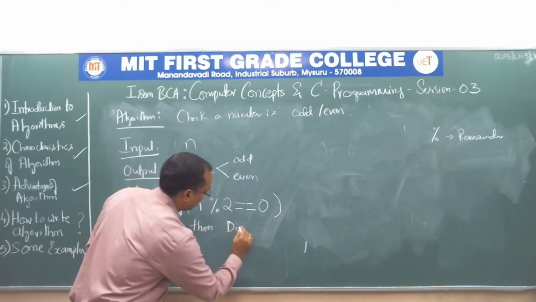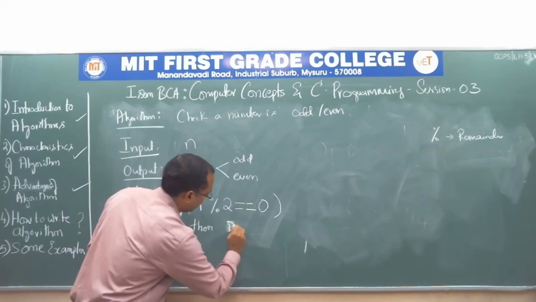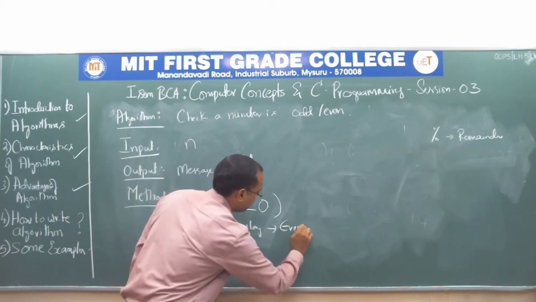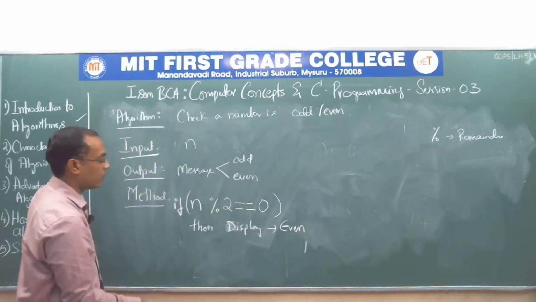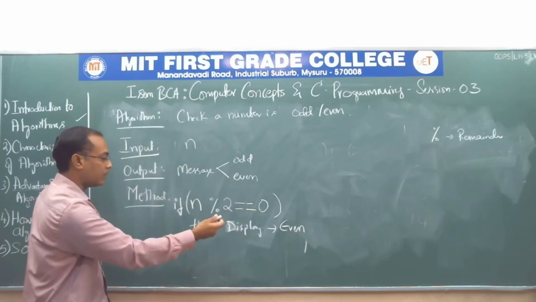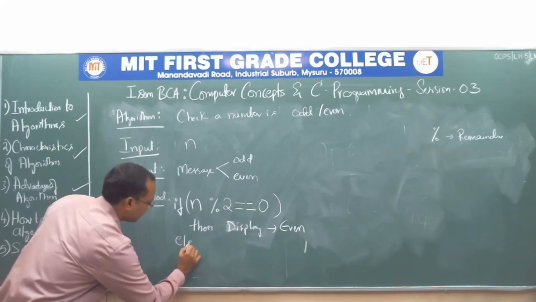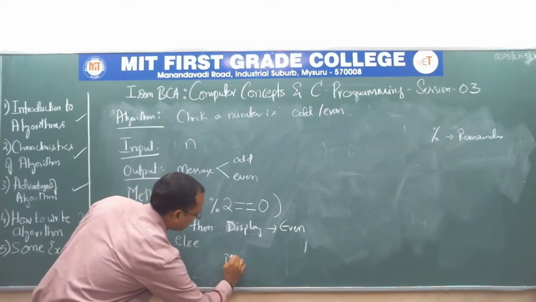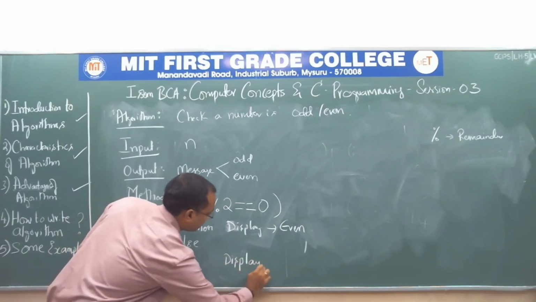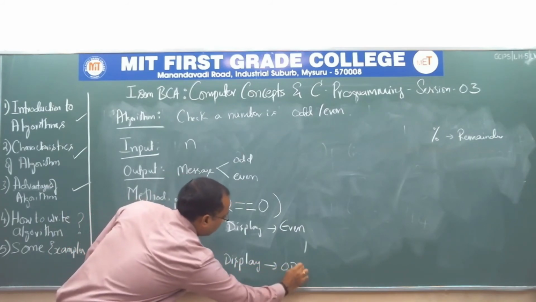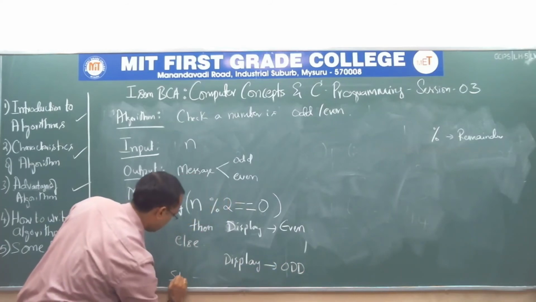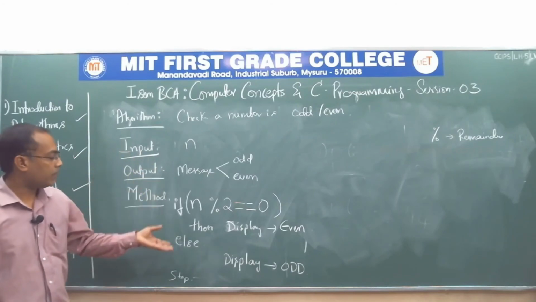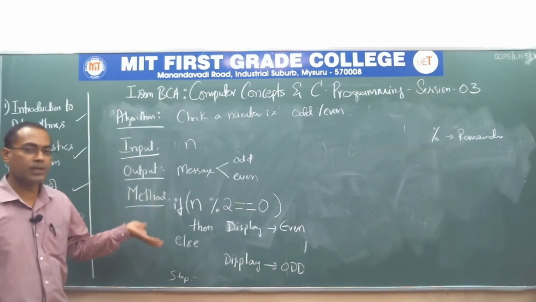display, or you can just say even. No need to mention display, you can just say even. If it is non-zero, then else display odd. Stop. So this is an example, very easily modeled using an algorithm.